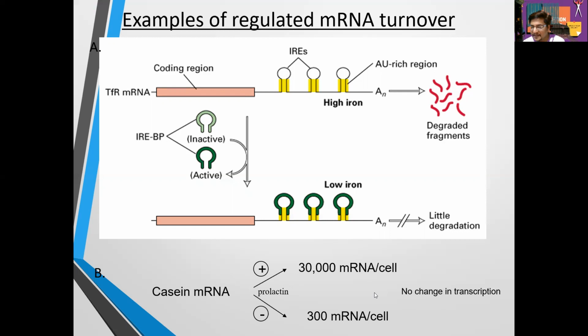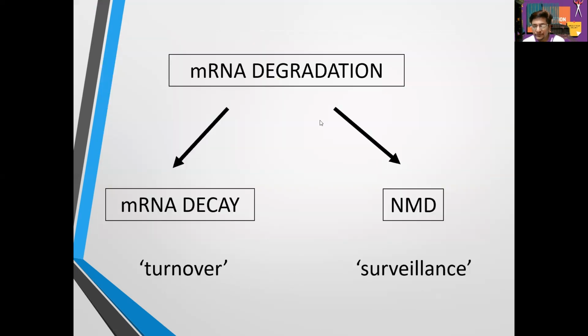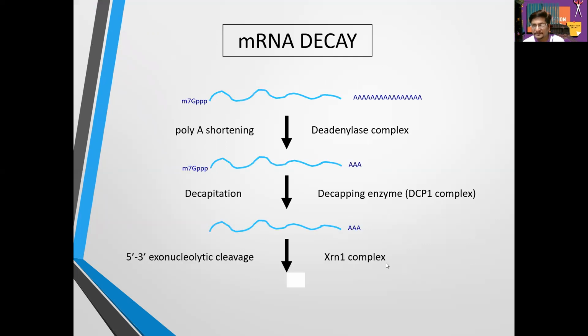But what happens is that there will be no change in the transcription. That means the excess of the messenger RNA which is formed is going to be degraded. Now there will be two ways the degradation occurs. One is the messenger RNA decay, which is going to be controlling the turnover number, and another is the NMD, which checks that the messenger RNA should be complete in every regard so that it can be easily translated. This is for surveillance purposes.